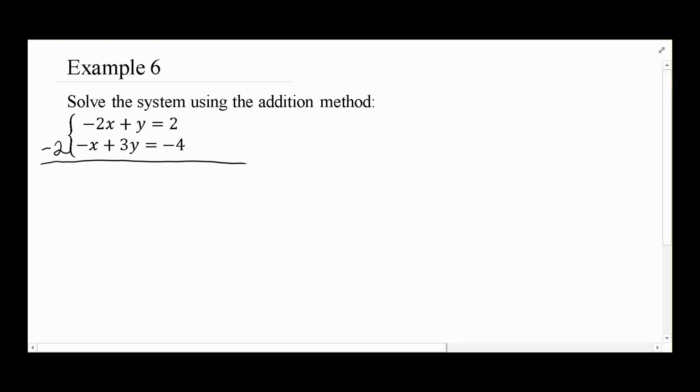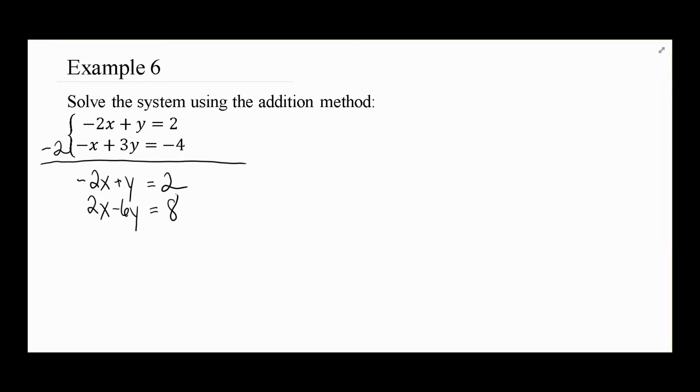Now, when I do that, I'm going to rewrite the entire system. Remember, the system stays together right now. So I'm just going to rewrite the first equation. Negative 2x plus y equals 2. And as I distribute the negative 2 across the second equation, I'm going to get positive 2x, negative 6y equals positive 8. Now my x's are opposites of each other.